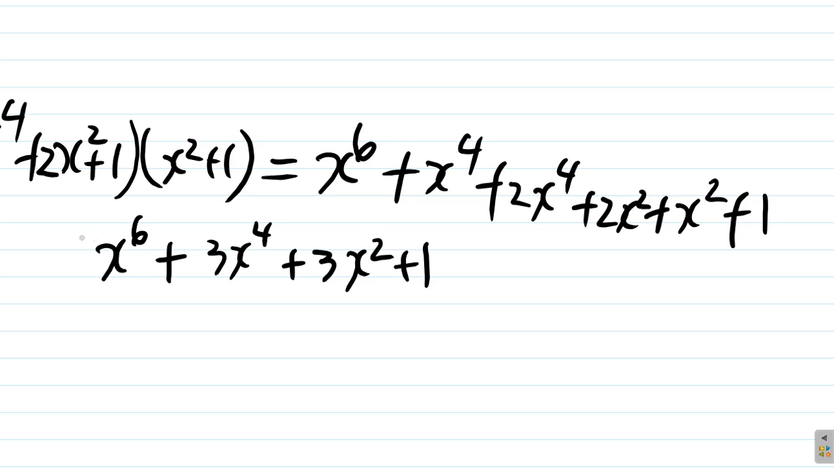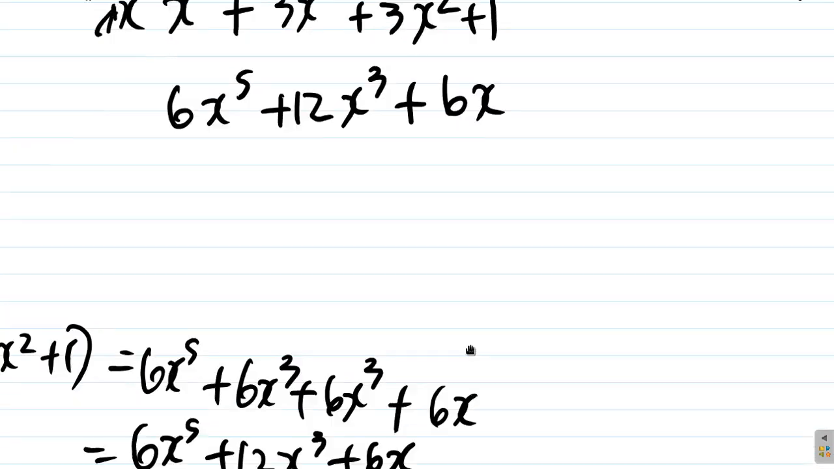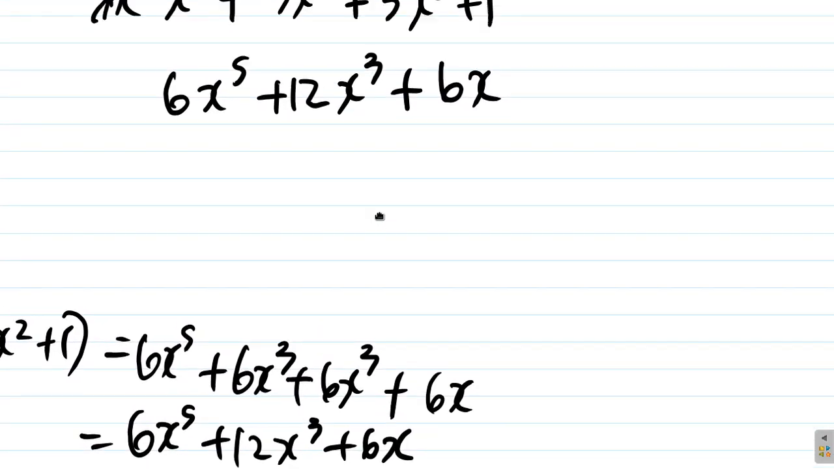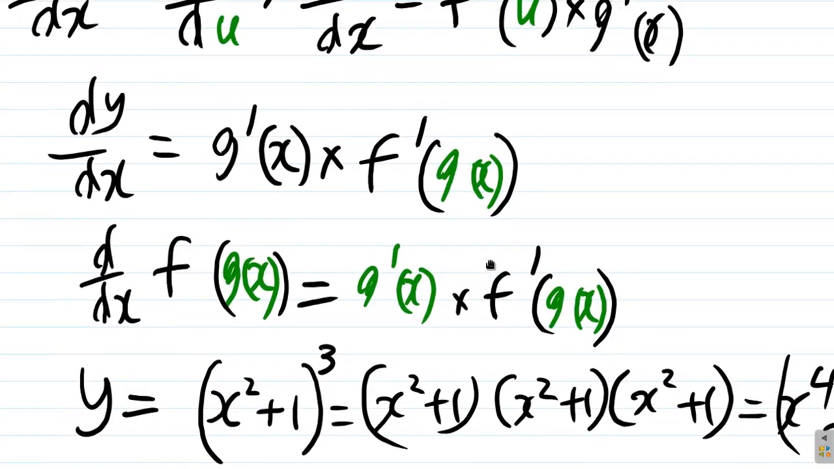Now let's differentiate this. d by dx of this will give us 6x to the 5 plus 4 times 3, which is 12x cubed, plus 3 times 2, which is 6x. Now let's compare it to what we have here. 6x to the 5 plus 12x cubed plus 6x. So you see that it really works, alright?